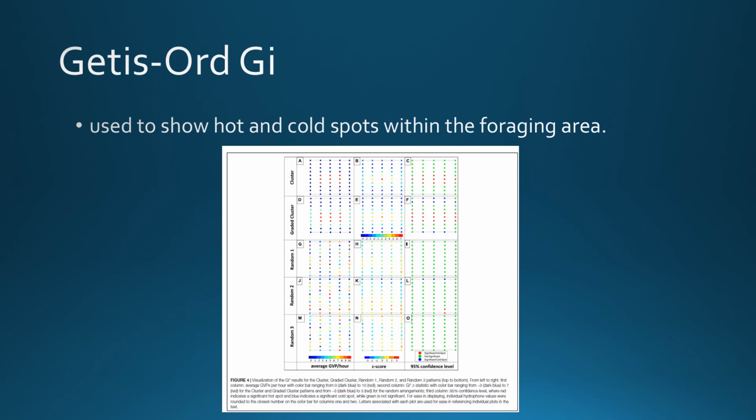The second test they did, they referred to a lot as the G test or the Getis-Ord analysis. This was used to show hot and cold spots within the foraging area. That means the hot would be the higher foraging areas versus cold spots being those lower foraging areas. I thought the graphic for this was very interesting, the way they did the dot plot for this.